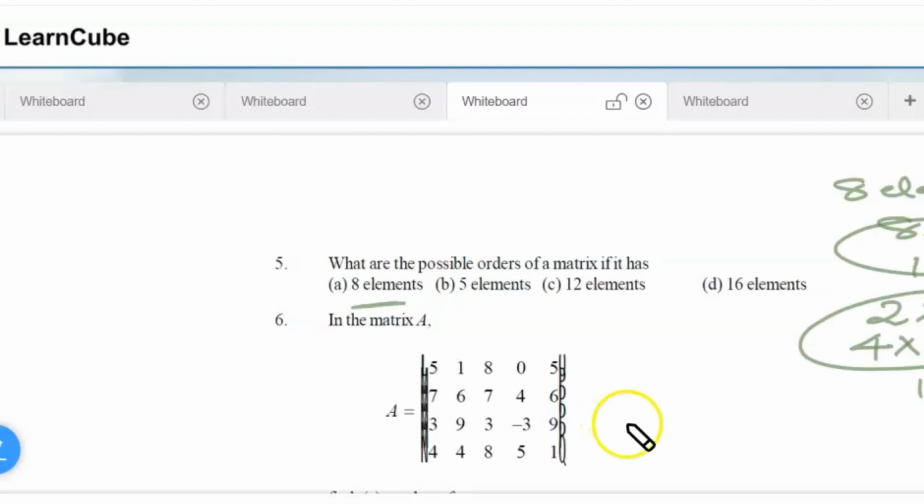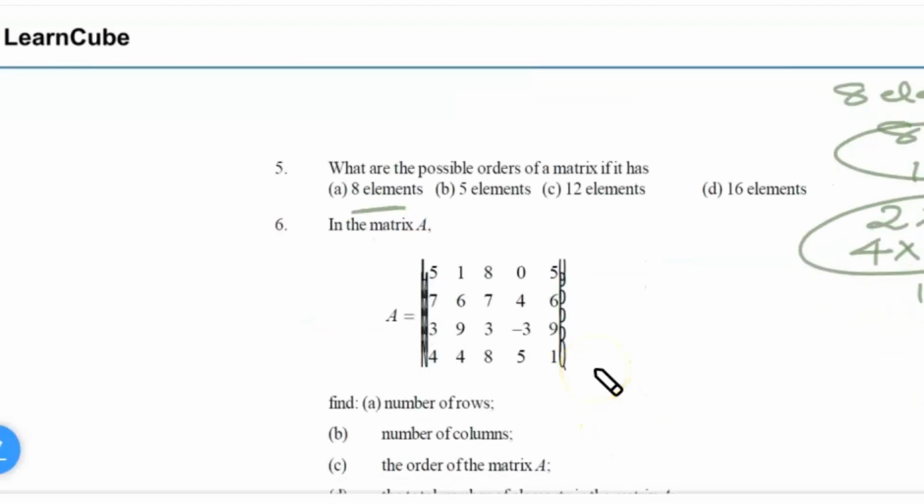Okay. Next one is 5. So if you have 5 elements, you can arrange it as 5 into 1 or 1 into 5, because 5 has only factors 1 and 5.